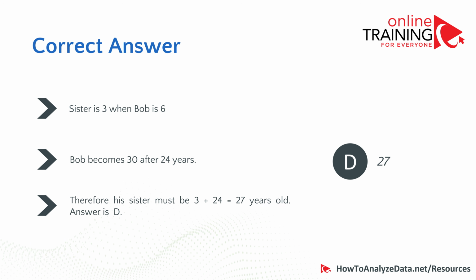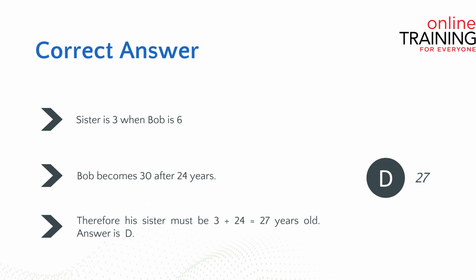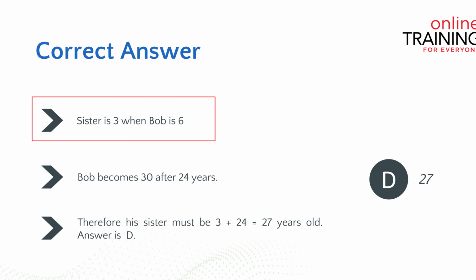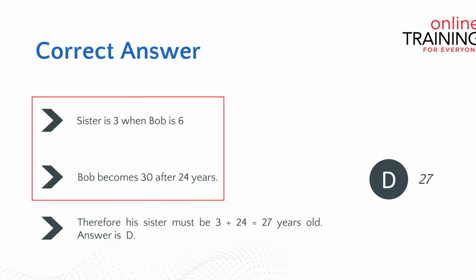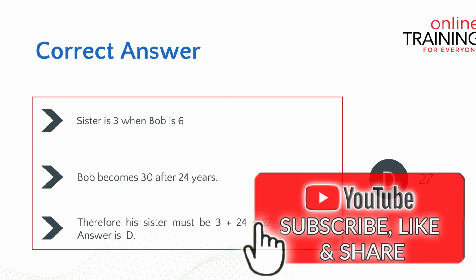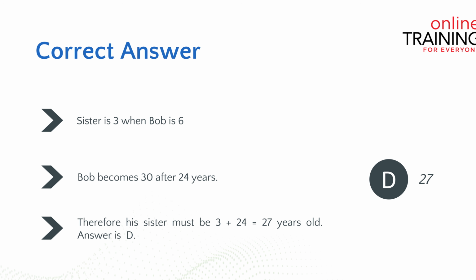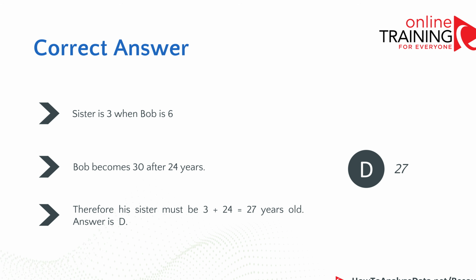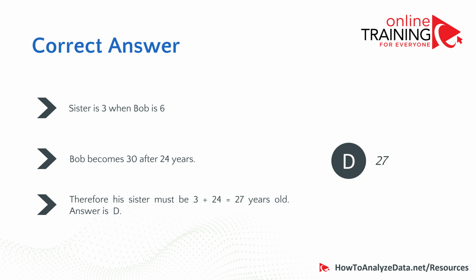And obviously, as you might have figured out, the correct answer is D, 27. Bob's sister is 3 when Bob is 6, and Bob becomes 30 after 24 years. And that's why his sister must be 27 years old. Another way to look at it, there is a 3-year difference. When Bob is 30, his sister would be 30 minus 3, which would be 27. Hopefully you've got this one right.